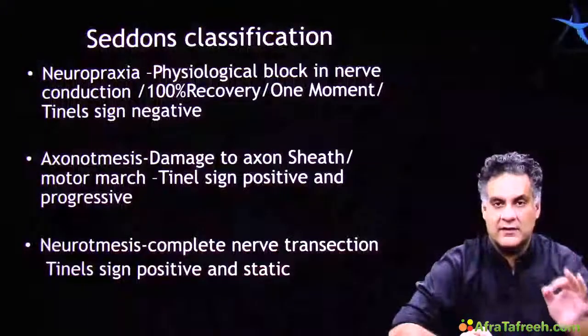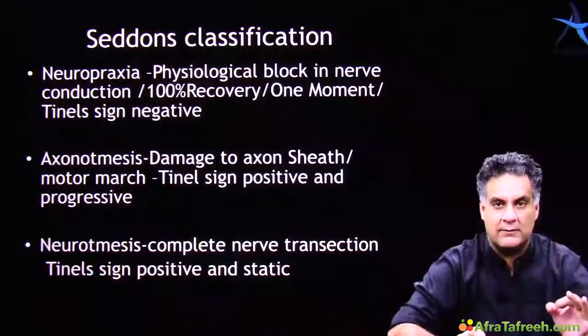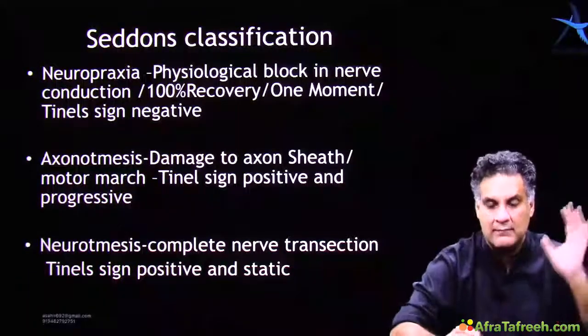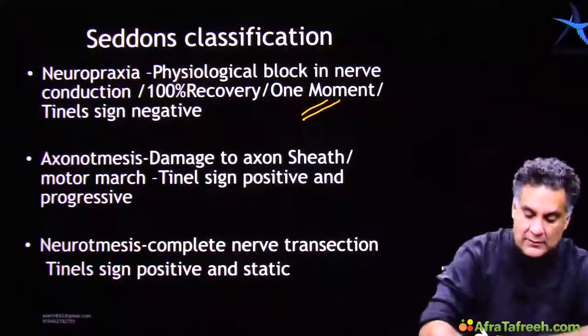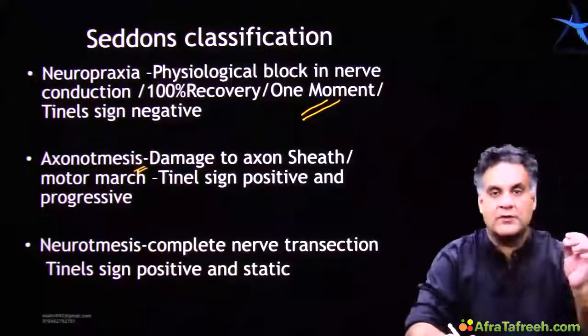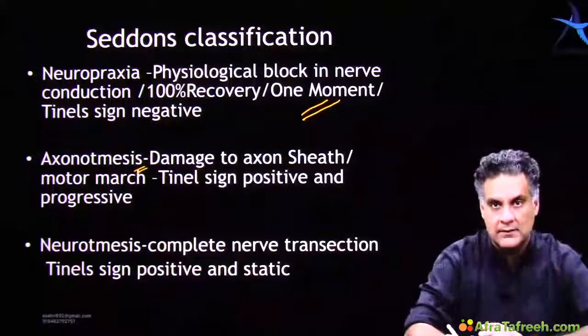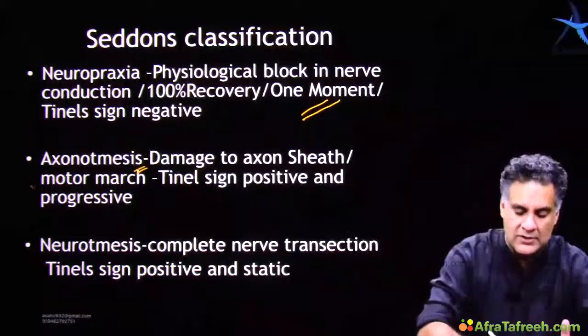Seddon classified nerve injuries into neuropraxia, which is a physiological block with 100% recovery, and it recovers in one moment. The point is one moment. Axonotmesis is recovery from proximal to distal. This is also called the motor march.